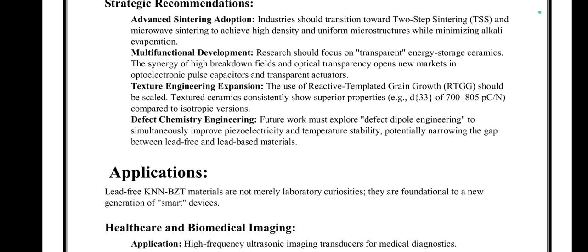Defect chemistry engineering: future work must explore defect dipole engineering to simultaneously improve piezoelectricity and temperature stability, potentially narrowing the gap between lead free and lead based materials.